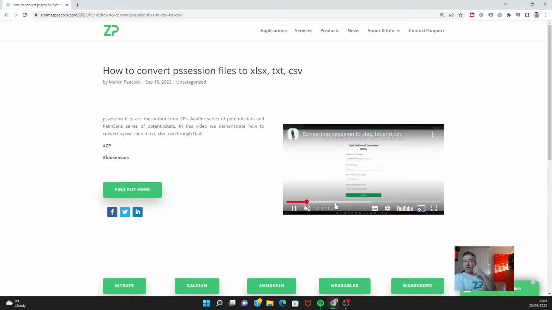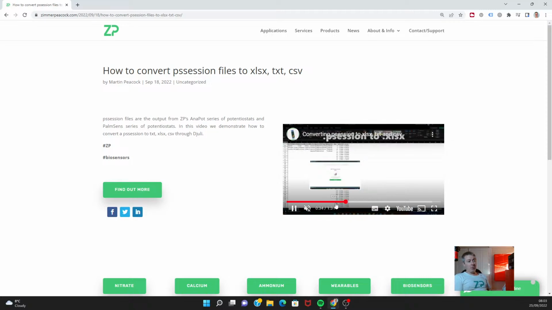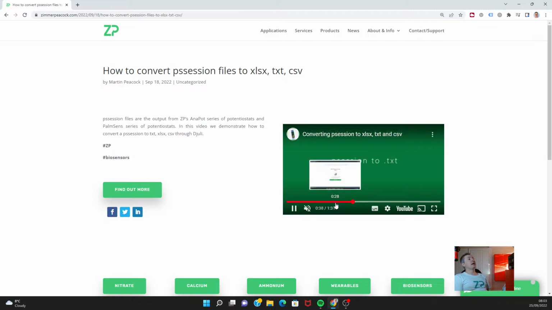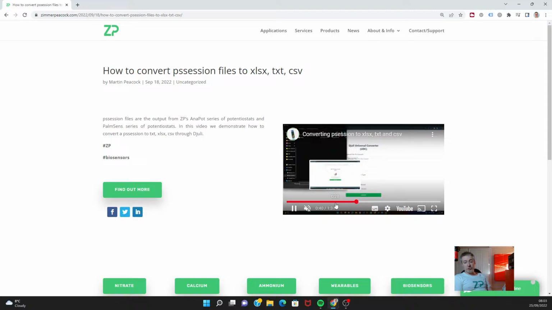So there's one of the manufacturers of potentiostats. I wonder if there's even something like 50 manufacturers in the world, but one of the manufacturers of potentiostats in this world is PalmSense. They have a proprietary software system called PS Trace, and the file output there is PS Session. Now, what we've done at ZP is enabled a microservice within Julie. So Julie is a cloud database.